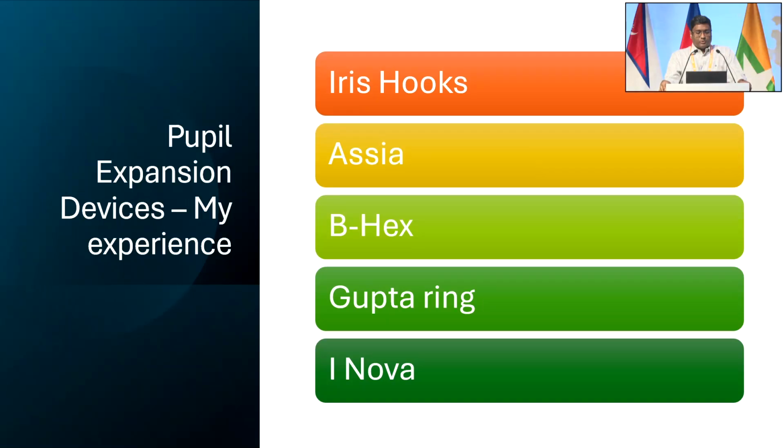So coming to pupil expansion, my experience with them is limited to what is shown here. I started off with iris hooks, then I tried the ASIA hooks, then the B-Hex. B-Hex now has 2 models, version 1 and version 2. Next we have the Gupta ring, and recently from Aravind we have the Inova developed by Dr. Vivek.